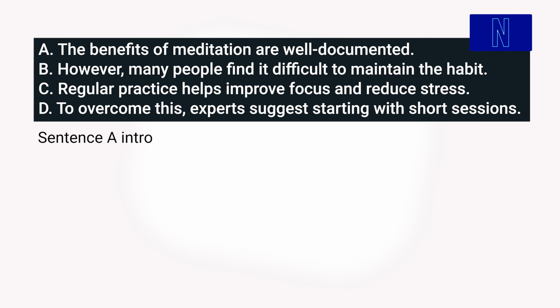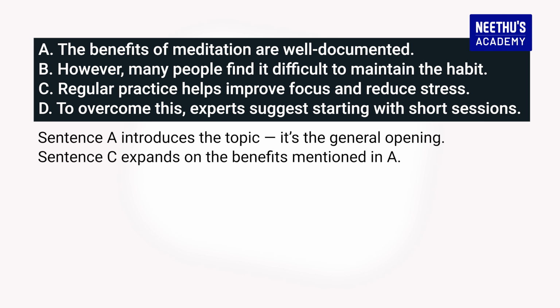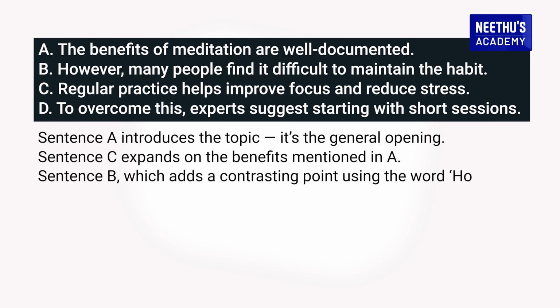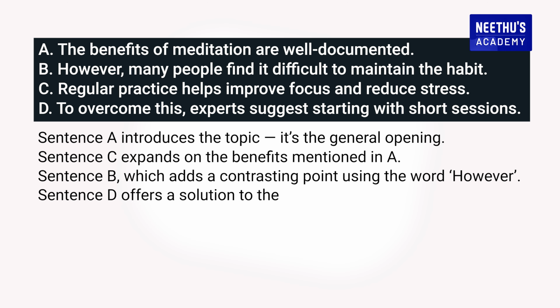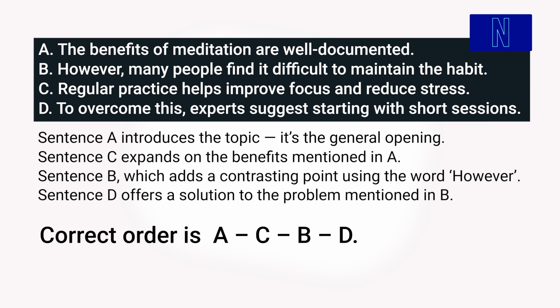Now let's look at an example. So here, first sentence A introduces the topic. It is the general opening. Next, we have sentence C, which expands on the benefits mentioned in the A. Then comes the sentence B, which adds a contrasting point using the word however. Finally, we have sentence D, which offers a solution to the problem mentioned in the B. So the correct order is A, C, B, and D.